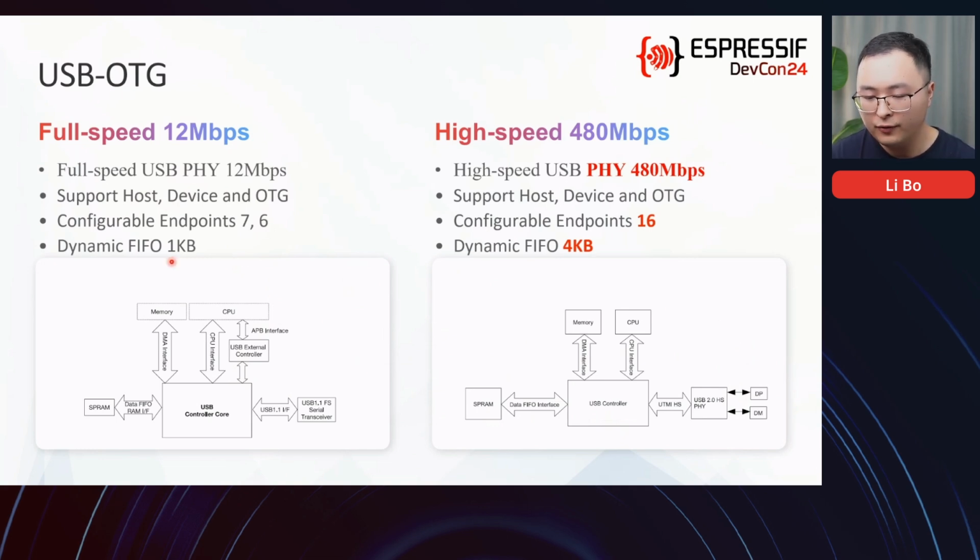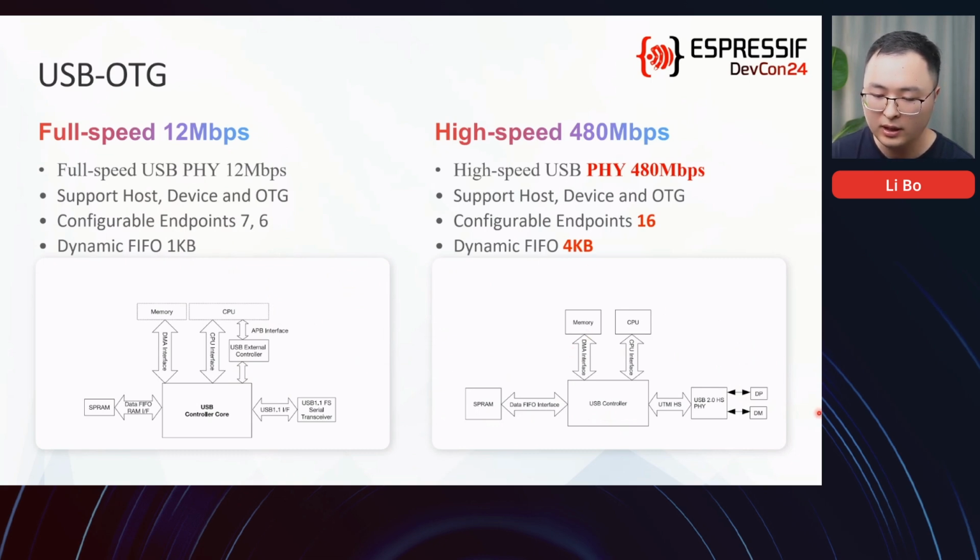Dynamic FIFO is used to buffer the data during the data transfer. All endpoints share 1 kilobyte of FIFO. It means you cannot choose endpoints with a maximum packet size larger than 1 kilobyte. It's a limitation for some UVC devices.